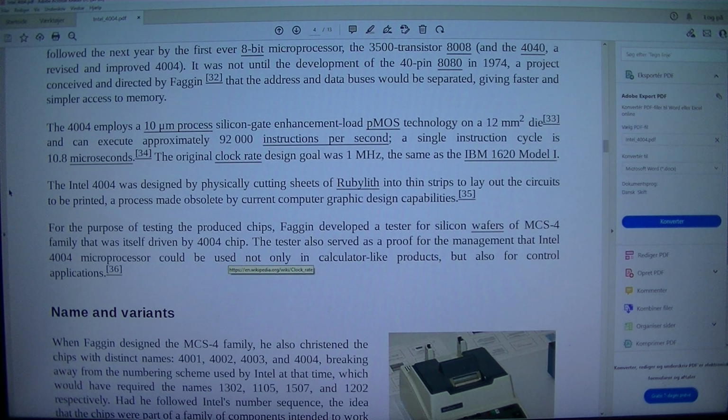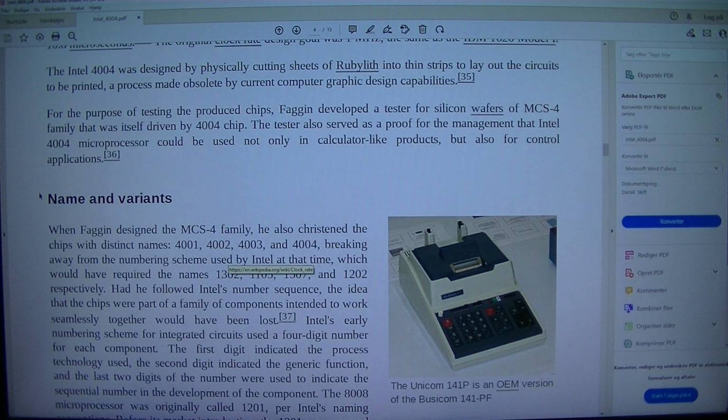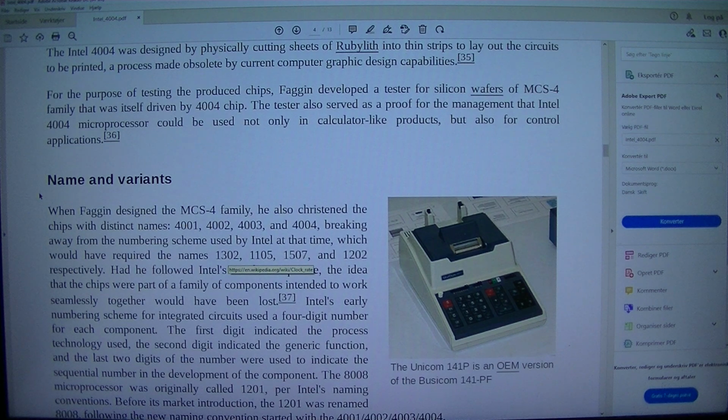The Intel 4004 was designed by physically cutting sheets of rubylith into thin strips to lay out the circuits to be printed, a process made obsolete by current computer graphic design capabilities. 35. For the purpose of testing the produced chips, Faggin developed a tester for silicon wafers of the MCS-4 family that was itself driven by a 4004 chip. The tester also served as a proof for the management that the Intel 4004 microprocessor could be used not only in calculator-like products, but also for control applications.